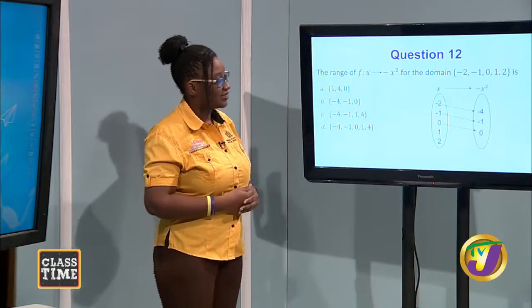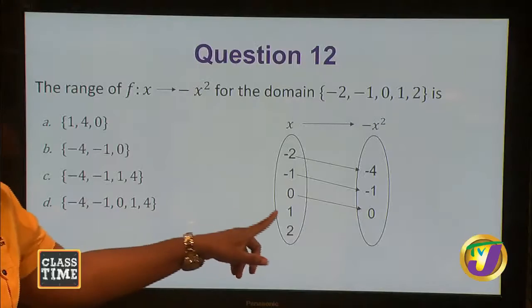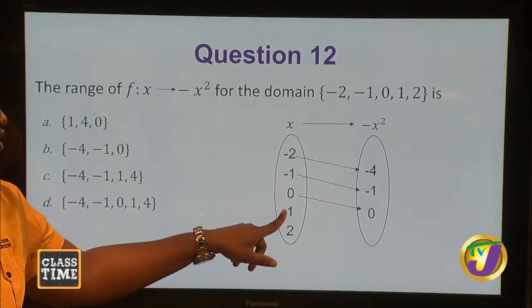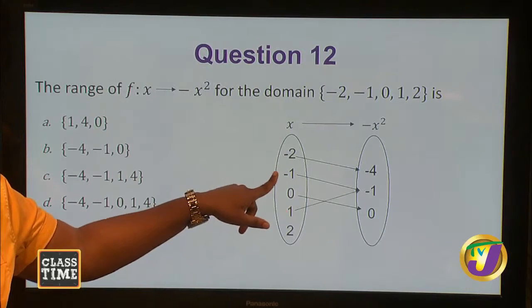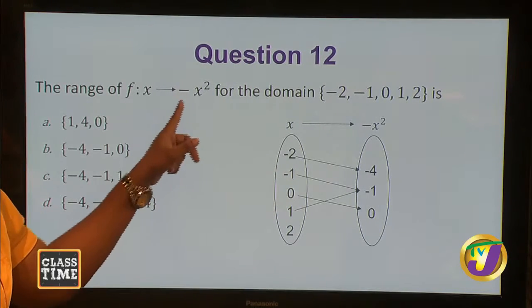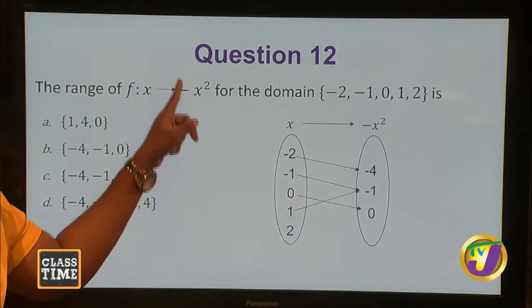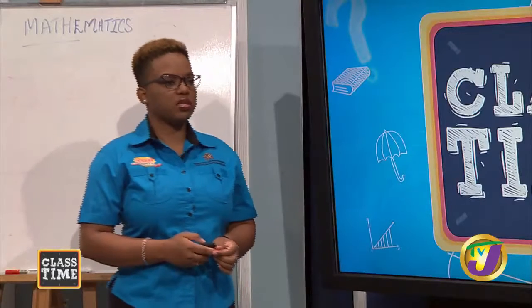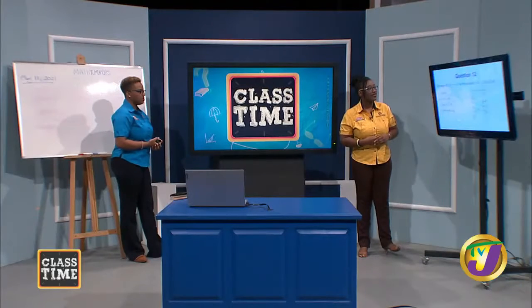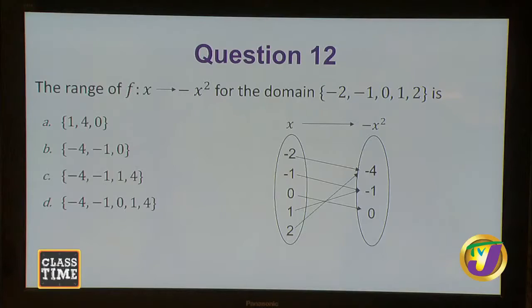All right, so let's fill in. So notice now, when I start to input those positive values, when I square 1, it's still positive 1. Same thing as when I square negative 1. But when I multiply by this negative 1 here as a coefficient, it's actually going to map me right back to negative 1. And likewise for positive 2. So we're seeing here that the range is actually negative 4, negative 1, and 0. That's B. Great.